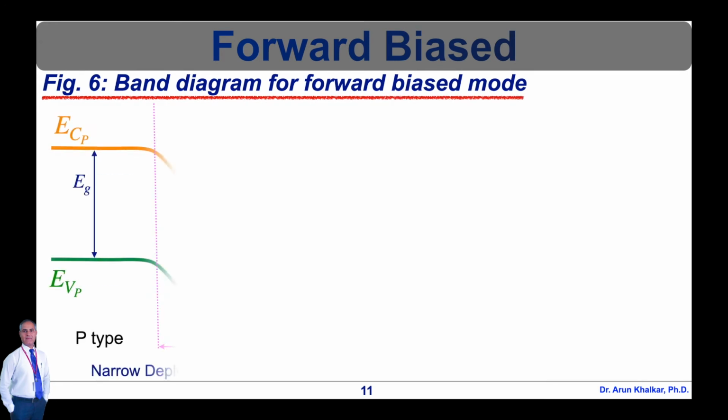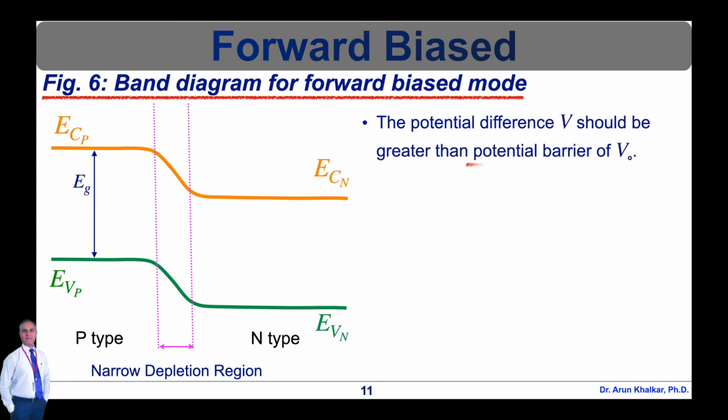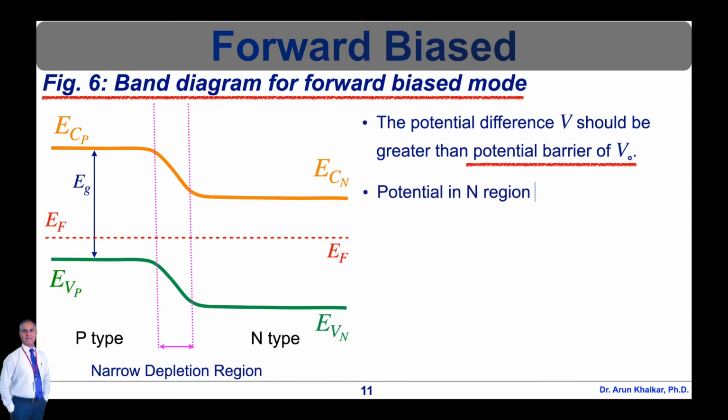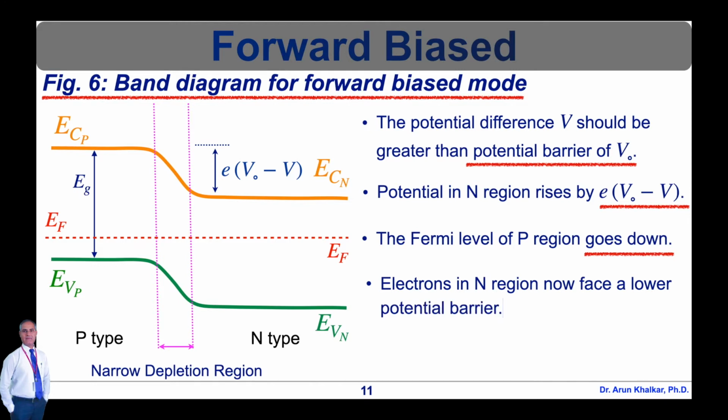An external potential difference, capital V, is applied to the diode in forward bias. This voltage should be greater than the potential barrier V0. Now electrons from the source are added to the N region, hence the potential in the N region rises by e(V0 minus V). The Fermi level of the P region goes down. Electrons in the N region now face a lower potential barrier. The width of the potential barrier is reduced.